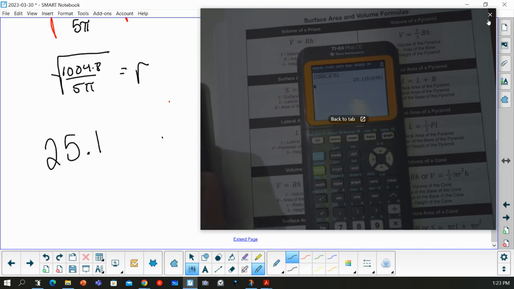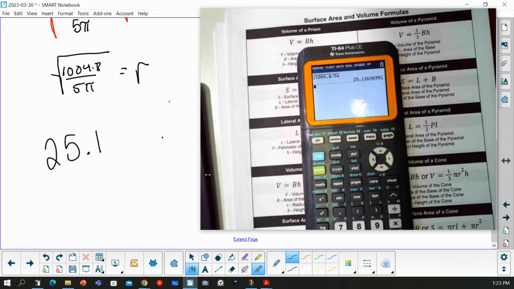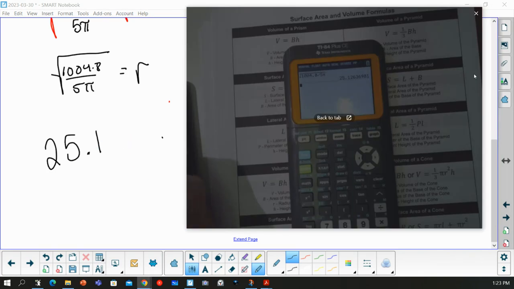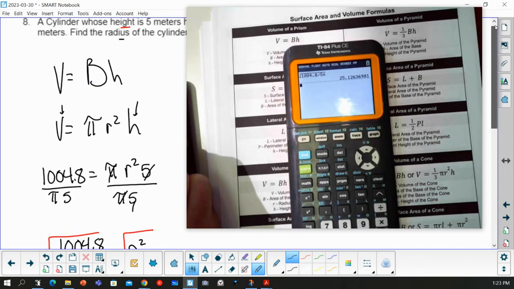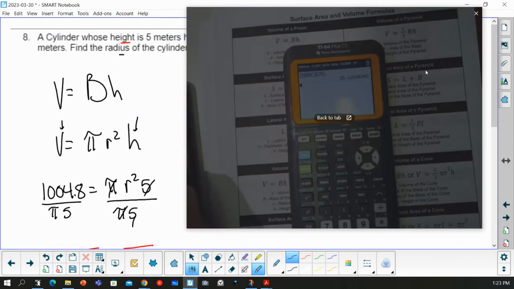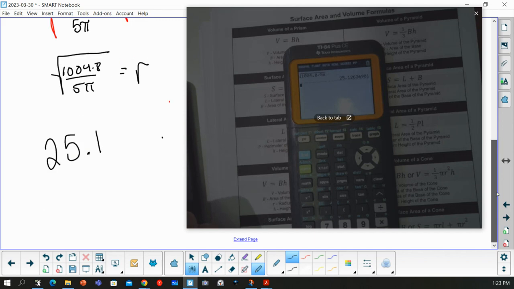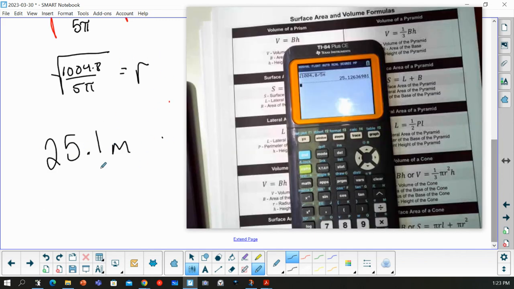And this was finding that radius. Meters, it was in meters. And so the radius would then be meters, because the volume was meters cubed, but this would just be meters. And so this is that radius, 25.1 meters.